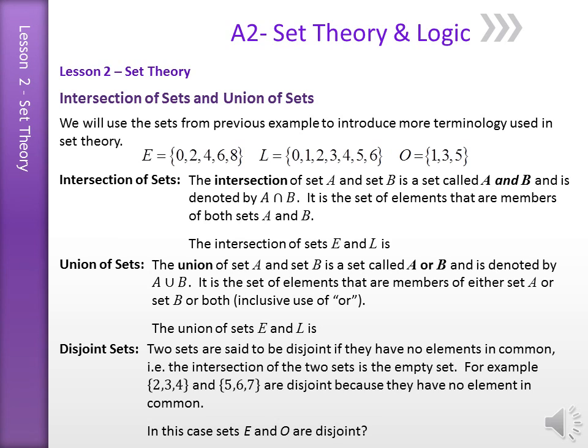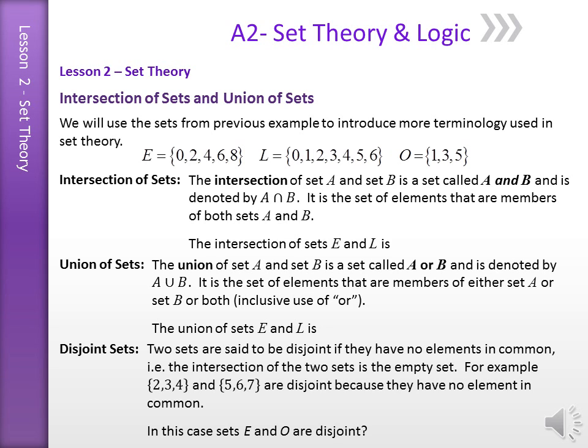Intersection of sets and union of sets. We will use the sets from a previous example to introduce more terminology used in set theory. Recall set E: 0, 2, 4, 6, 8, set L: 0, 1, 2, 3, 4, 5, and 6, and set O: 1, 3, and 5.